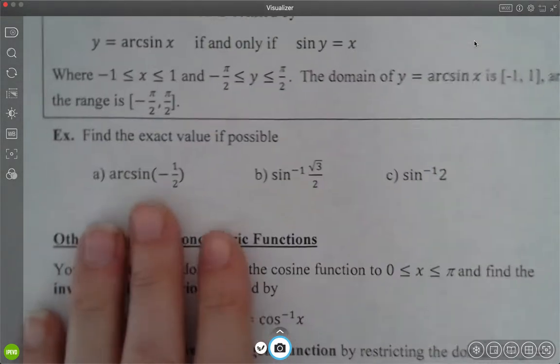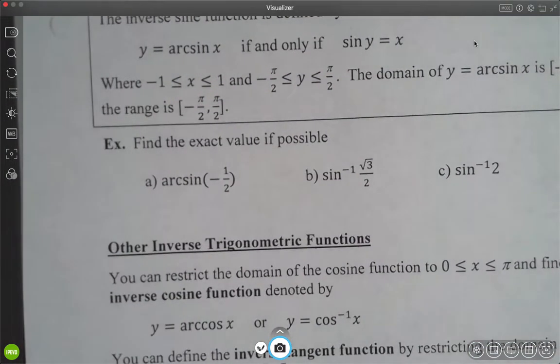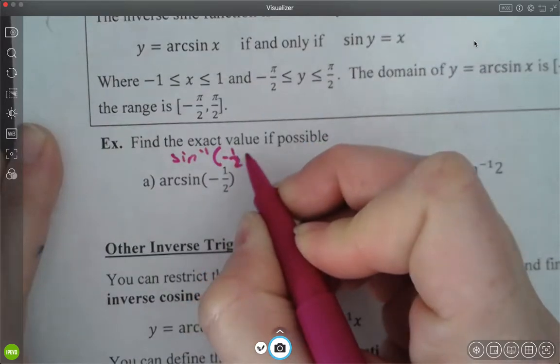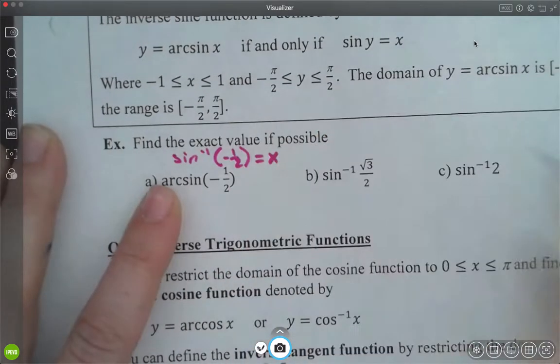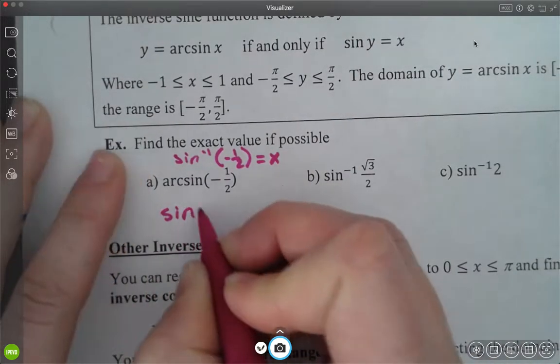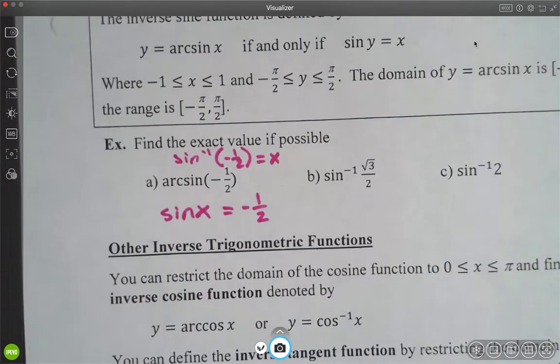Let's look at this one. Find the exact value if possible: arcsine of -1/2. So let's talk about what this means. If you like to write it like this, inverse sine of -1/2, I'm trying to figure out what that is. If inverse sine of -1/2 equals x, then sine of some x equals -1/2. Does that make sense if I flip it around like that? Then I'm just solving for x. So this just means, what am I taking sine of so that it's -1/2?